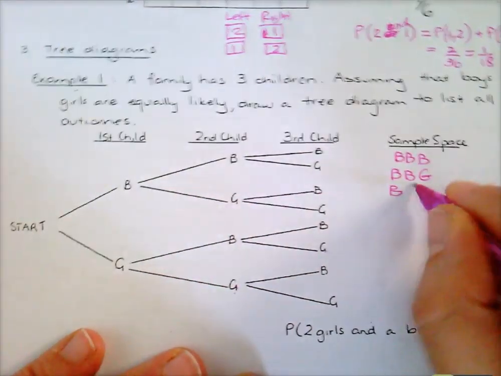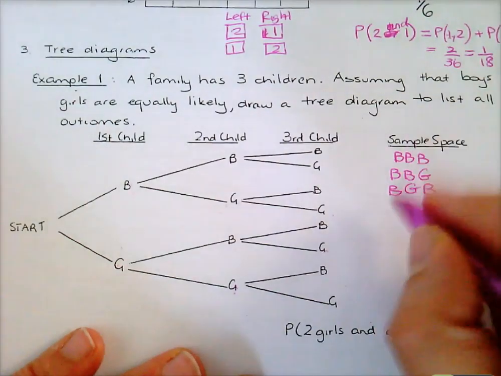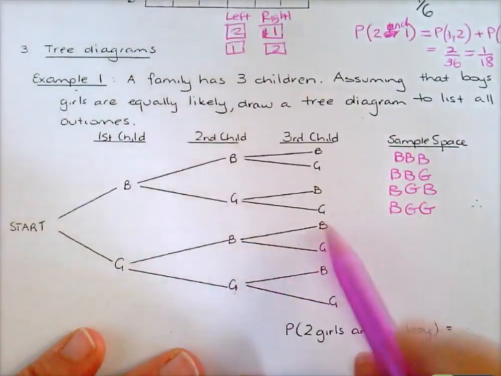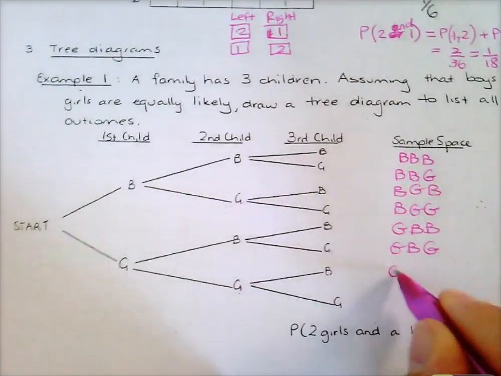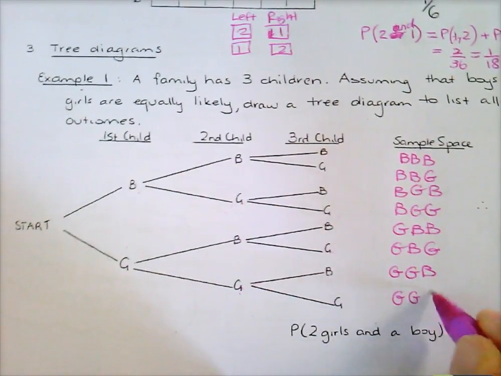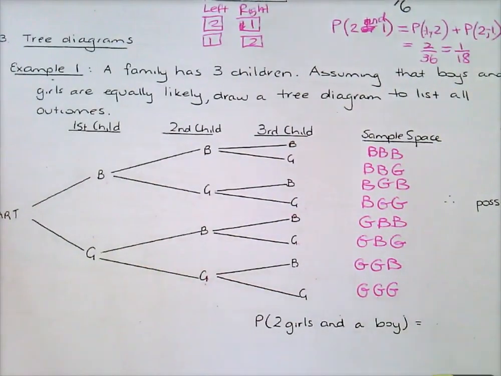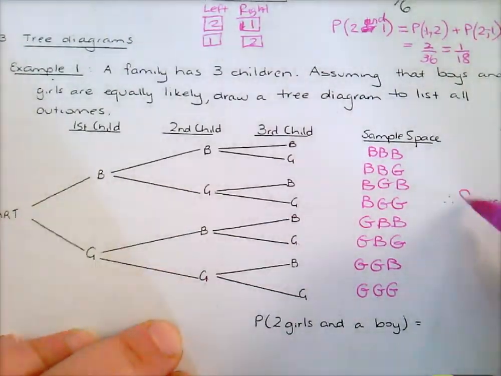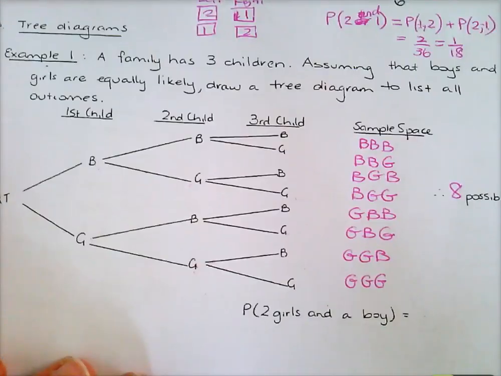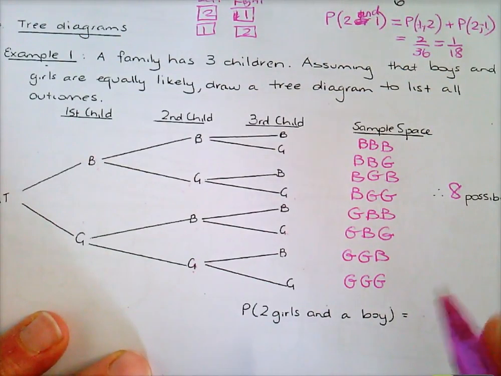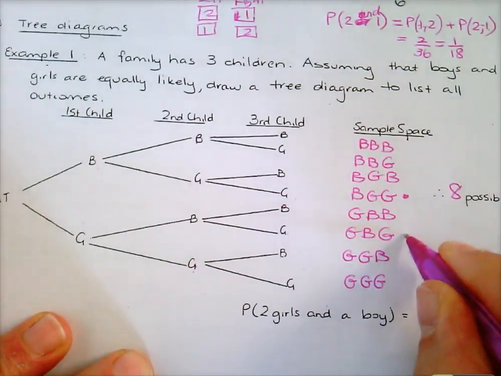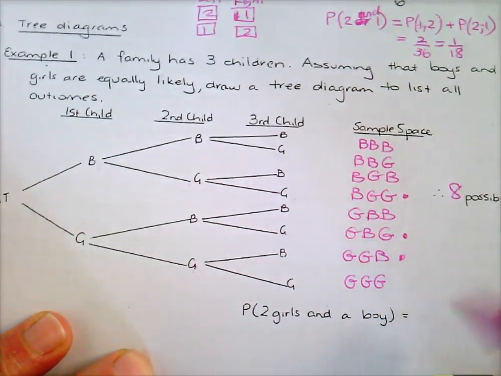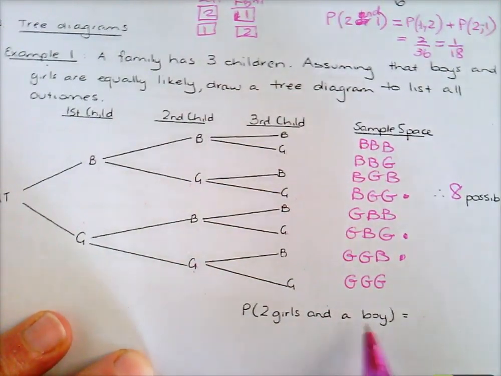Sample space: read along each branch to the ends. Boy, boy, boy; boy, boy, girl; boy, girl, boy; boy, girl, girl; girl, boy, boy; girl, boy, girl; girl, girl, boy; and girl, girl, girl. So how many possibilities are there? How many different ways? Yep, eight possibilities.